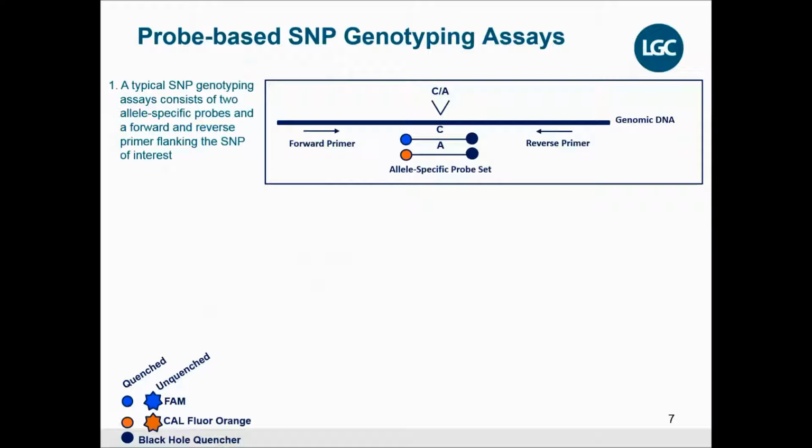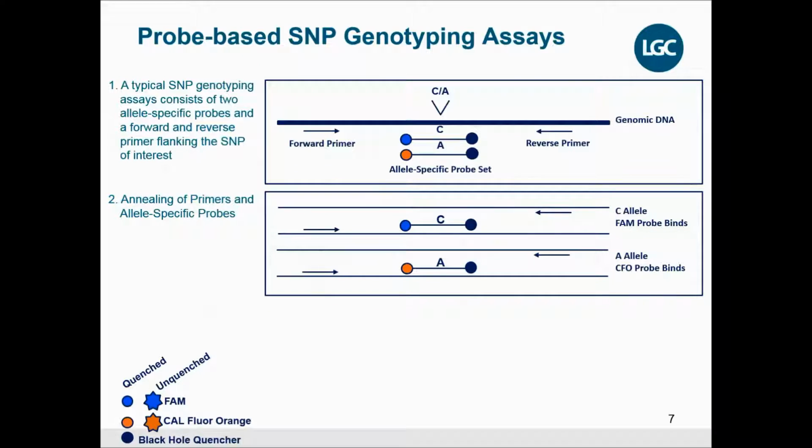So a typical probe-based SNP assay consists of a forward and reverse primer and two allele-specific probes. These probes are designed to discriminate between the SNP of interest. In this example, we are looking at a C to A SNP. So you would have one probe labeled with a fluorophore specific to the C allele and another specific to the A allele, and this probe would have a different fluorophore.